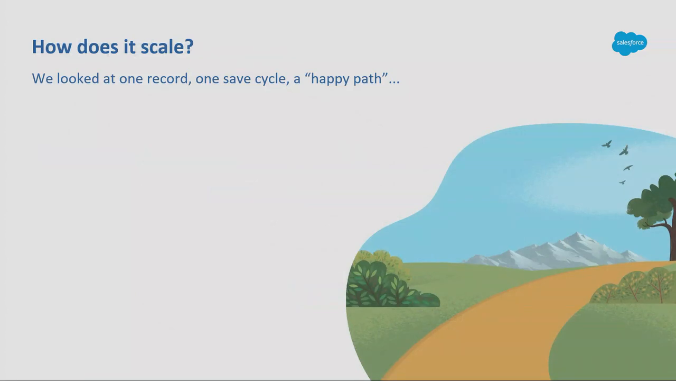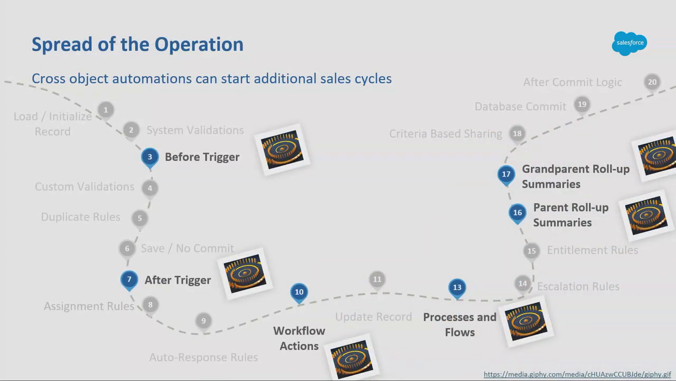So how does it actually scale? That's the key question, right? We're here to learn about the order of execution, and at the same time we said we want to build scalable apps. And there are many things that could happen. So far, that was easy, right? It was one record. But we could go crazy, right? We have the before triggers. We could update our own record. And then the after trigger starts. In the after trigger, you could update or create other records.